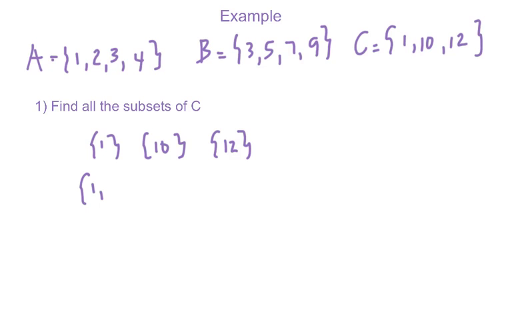So 1 and 10. And remember, the set that has 1 and 10 is the same thing as the set that has 10 and 1. Order doesn't matter. So again, the set that contains 1 and 10, the set that contains 1 and 12, the set that contains 10 and 12.